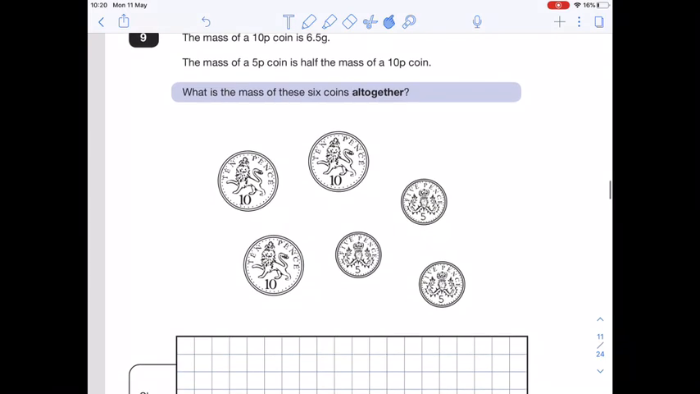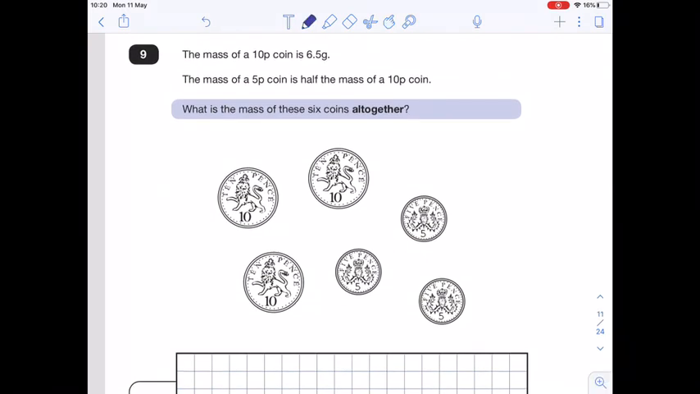Right, the mass. Now, commonly we call mass weight, but scientifically, as Mr. Miller tells our group all the time, mass means the gravitational pull of it. So the mass of a 10p coin is 6.5 grams. The mass of a 5p coin is half the mass of a 10p coin. What is the mass of these 6 coins all together?